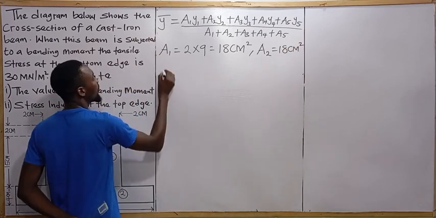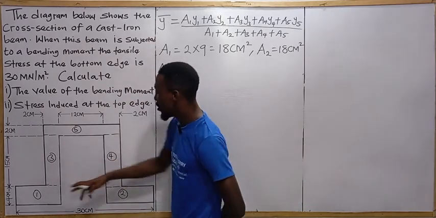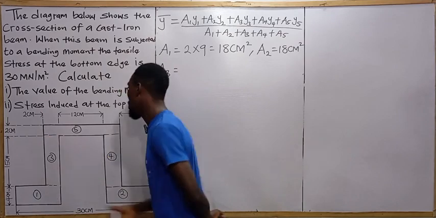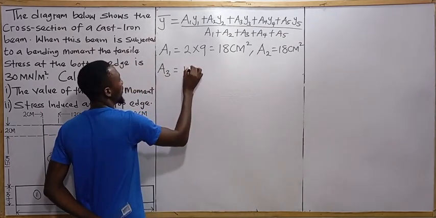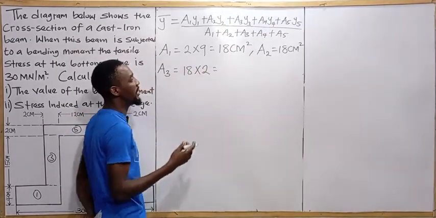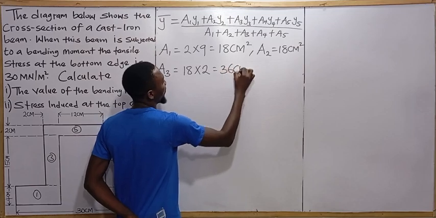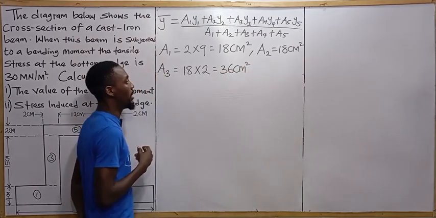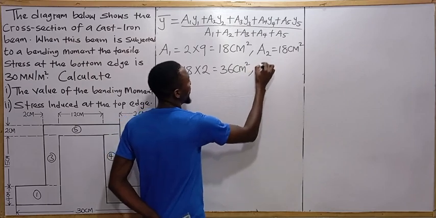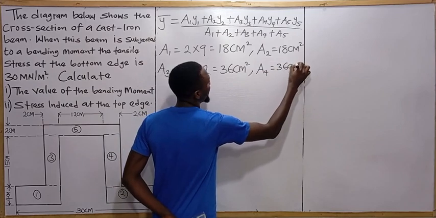All right. So let's go for A3 now. A3 will be equal to 15 multiplied by the width, which is 2. So 15 multiplied by 2 is 30. So we're going to have 30 cm squared. All right. So A3 will be the same thing as A4. So A4 will be equal to 30 cm squared.